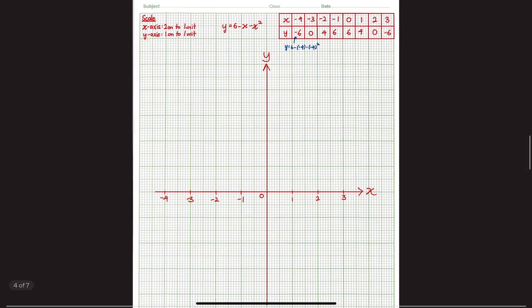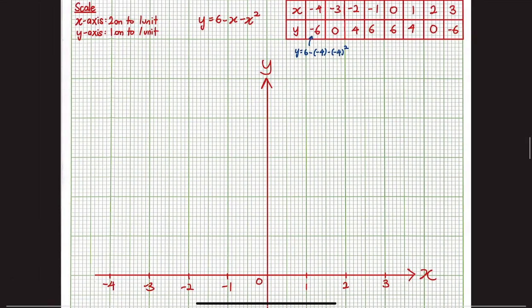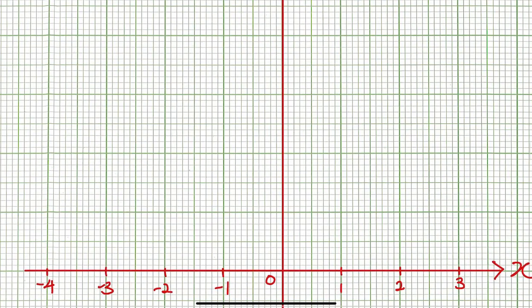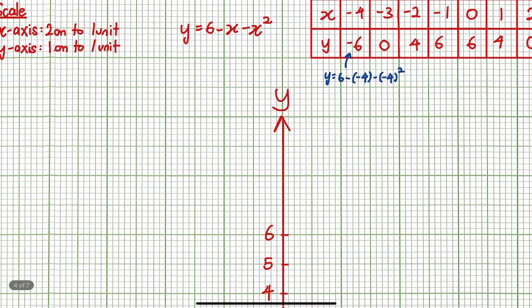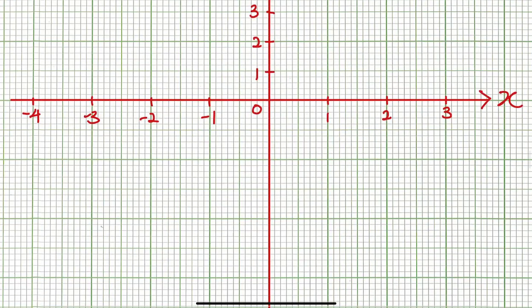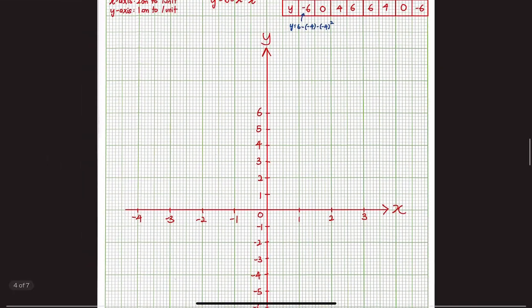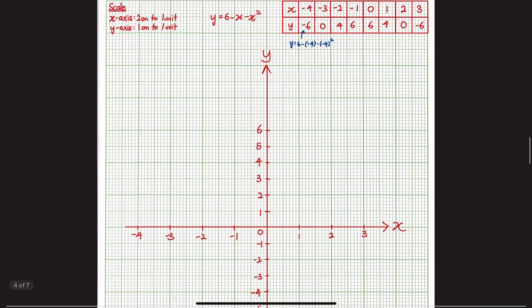Then for my y-axis, 1 cm to 1 unit. So I mark out over here. Every 1 cm, 1, 2, 3, 4, 5, 6, from 6 to -6. So I can mark out -1, -2, -3, -4, -5, -6. Now I've done that, I can start to draw my graph.